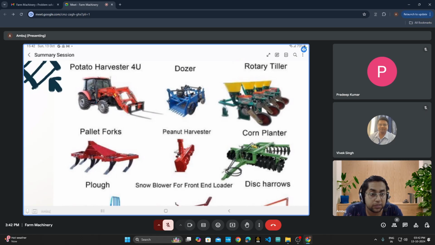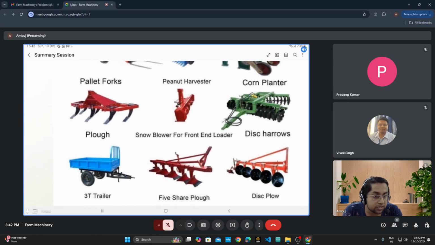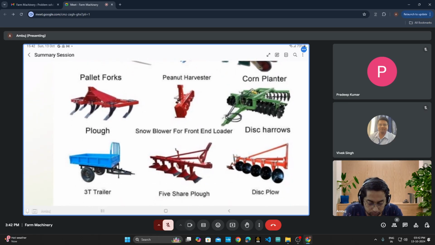Planters have been taught in great detail by Professor VK Tiwari. Please do revisit it, much useful for you from your examination point of view. Then plow is there. Already talked in great detail about different types of plow.